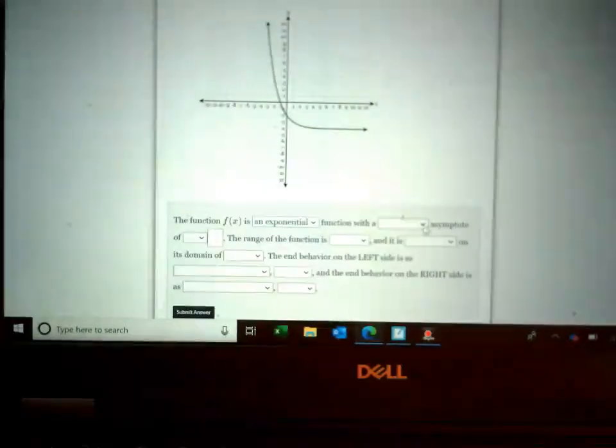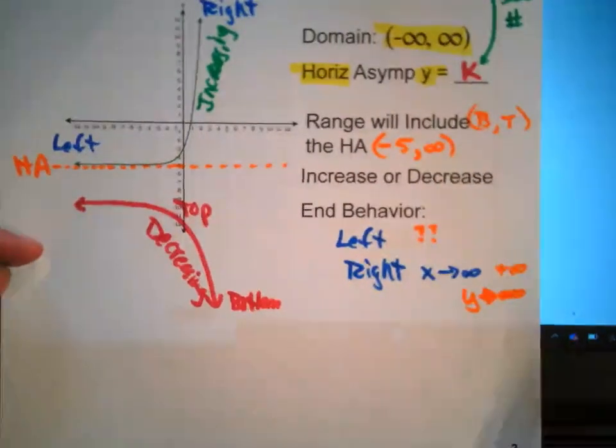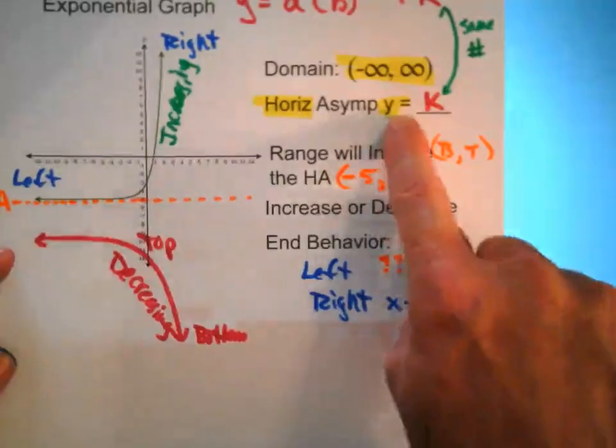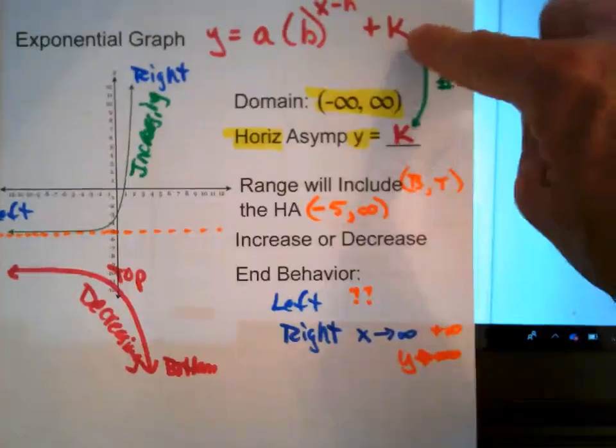With what type of asymptote? Is it horizontal or is it vertical? Well, we have a horizontal asymptote for this graph because it's exponential. Exponential graphs will always have a horizontal asymptote. And is it x equals or is it y equals? Well, it's y equals. It's always y equals. And it's y equals k. K is the number on the outside of the parentheses.